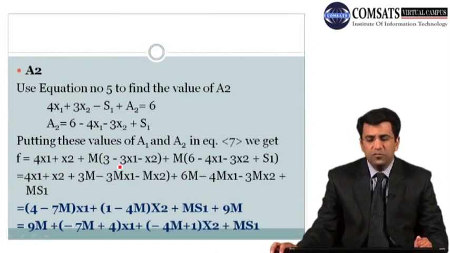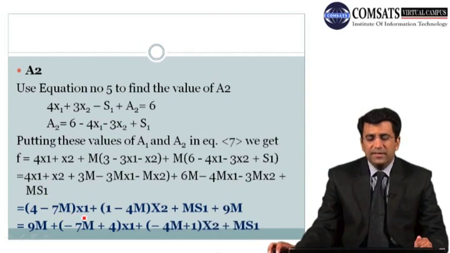So we put this value of a1 here, that is 3 minus 3x1 minus x2, plus M again within bracket the value of a2. We will put the value of a2 here. So in this way we will have to reformulate our objective function. And okay class, now open all of these brackets, that is 4x1 plus x2, this will become 3M minus 3Mx1 minus Mx2. So what you'll have to do, you'll have to open up all of these values.